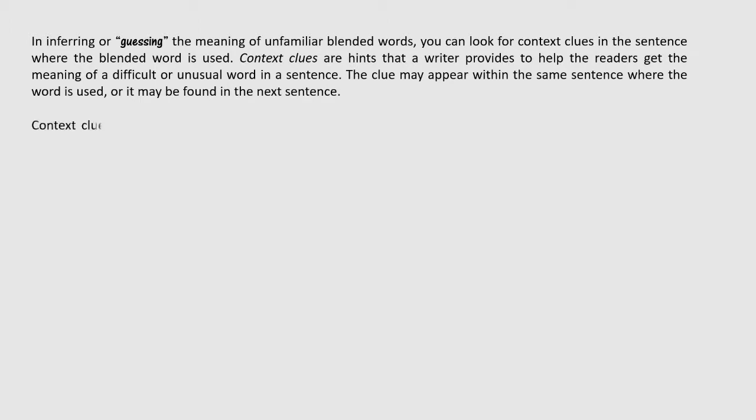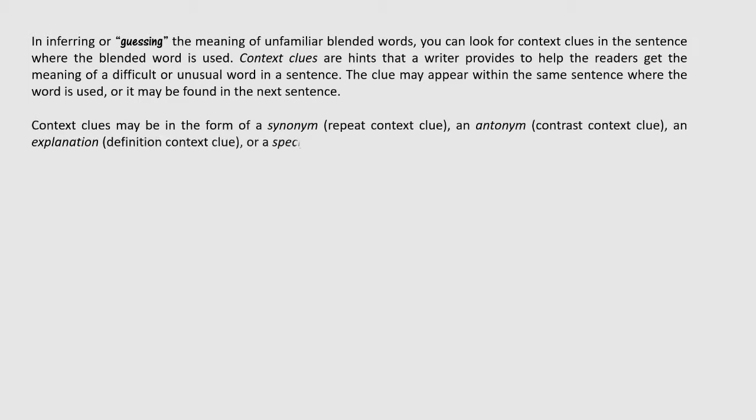In inferring or guessing the meaning of unfamiliar blended words, you can look for context clues in the sentence where the blended word is used. Context clues are hints that a writer provides to help the readers get the meaning of a difficult or unusual word in a sentence. The clue may appear within the same sentence where the word is used, or it may be found in the next sentence. Context clues may be in the form of a synonym, an antonym, an explanation, or a specific example. Let us try the examples below.